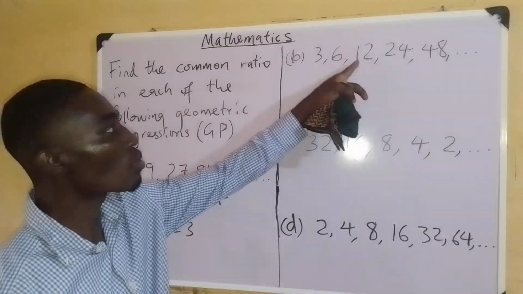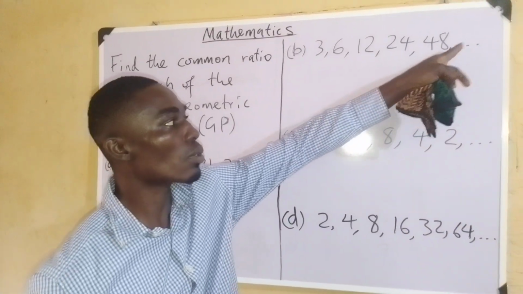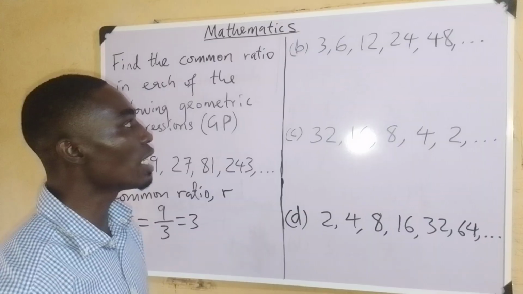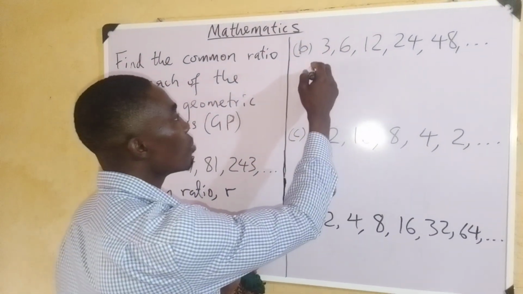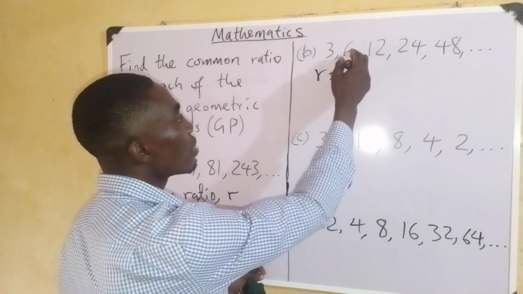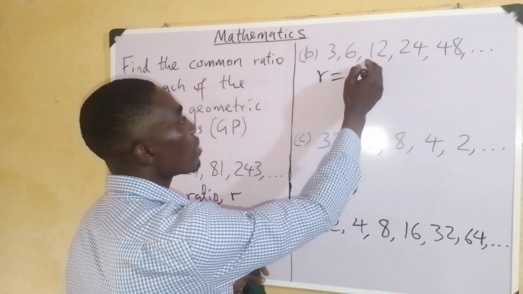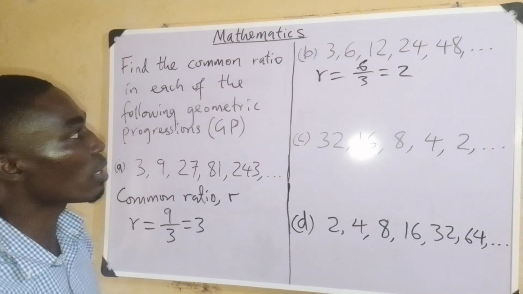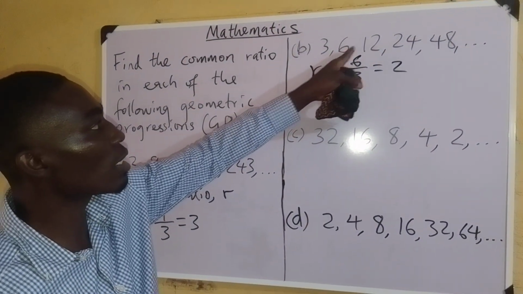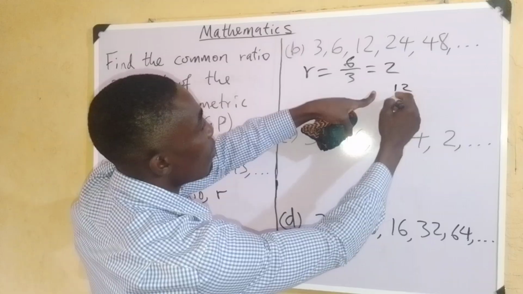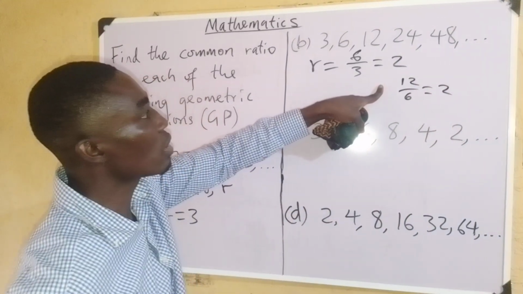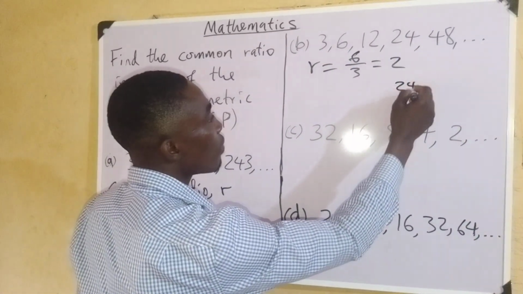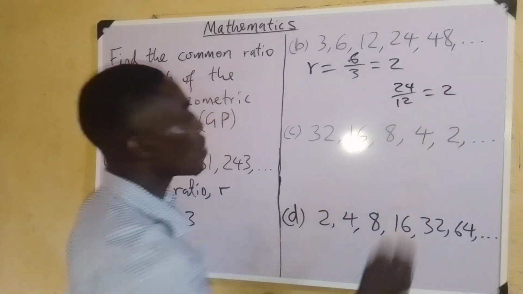Then the second one we have 3, 6, 12, 24, 48, and so on. This is also a geometric progression. So the common ratio of this GP will be r is equal to the second term divided by the first term, 6 divided by 3, which will give us 2. So 2 is simply the common ratio. Assuming we say third term divided by second term, it will be 12 divided by 6, which will give us also 2. If we say fourth term divided by third term, it will be 24 divided by 12, which will also give us 2.